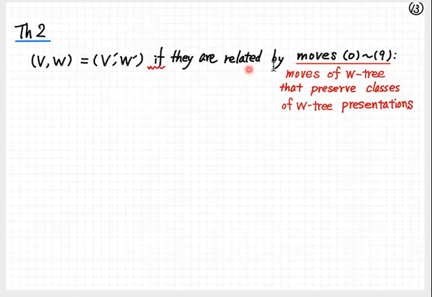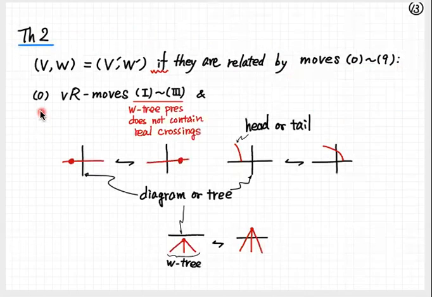Okay, let me explain from move zero. Move zero consists of virtual Reidemeister moves 1, 2, 3, and these three moves. Here, this vertical line and this horizontal line mean a diagram, either a diagram or an edge of a tree. So this figure means a dot can cross a vertical crossing, and this figure means the head or tail of a double tree can cross a vertical crossing. And this figure means that trivalent vertices of a double tree can cross a diagram over an edge of a tree. Here we remark that a double tree presentation doesn't contain real crossings. So this is why we don't need virtual Reidemeister move 4 here.